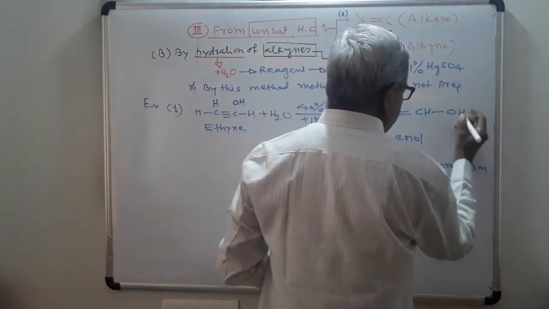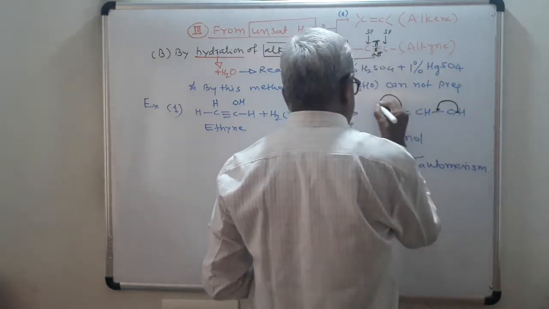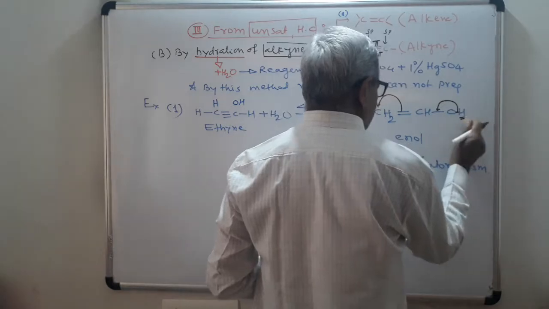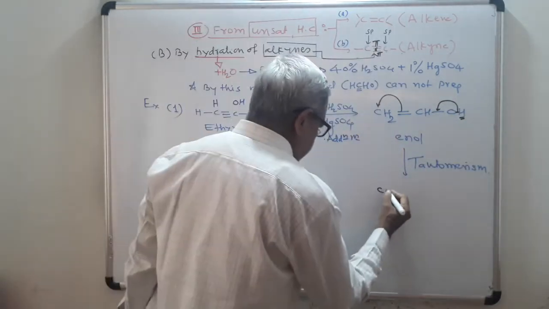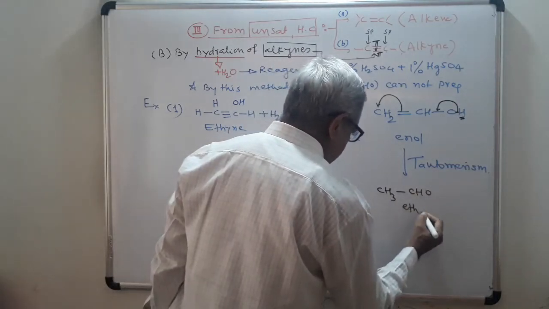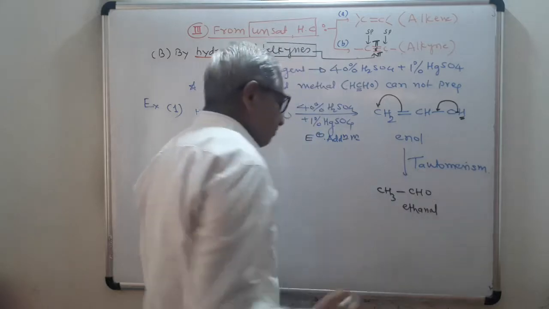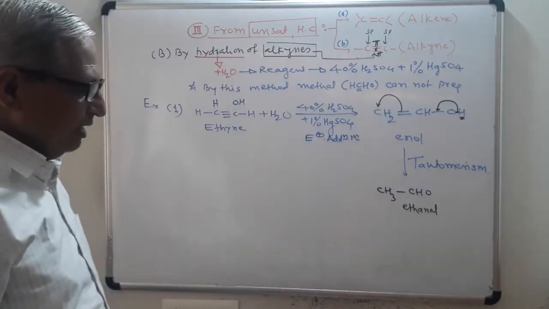This hydrogen atom has one bond. You will shift this one here, this one here. Remember that this hydrogen will migrate from oxygen to the carbon. So you will get the structure CH3-CHO, which is ethanal, also known as acetaldehyde. In this way we can prepare acetaldehyde.